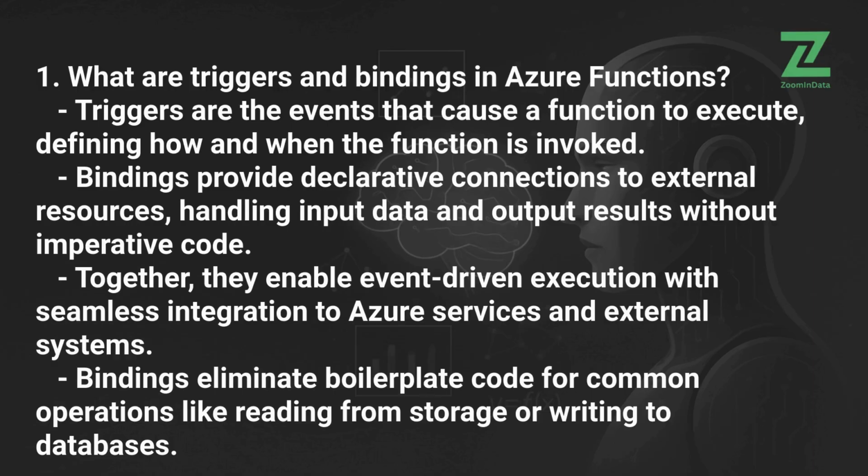1. What are triggers and bindings in Azure Functions? Triggers are the events that cause a function to execute, defining how and when the function is invoked. Bindings provide declarative connections to external resources, handling input data and output results without imperative code. Together, they enable event-driven execution with seamless integration to Azure services and external systems. Bindings eliminate boilerplate code for common operations like reading from storage or writing to databases.